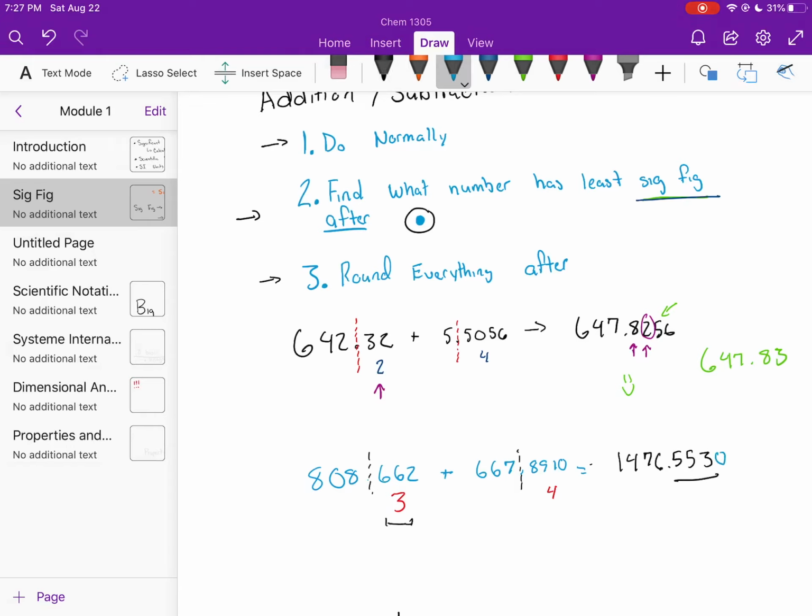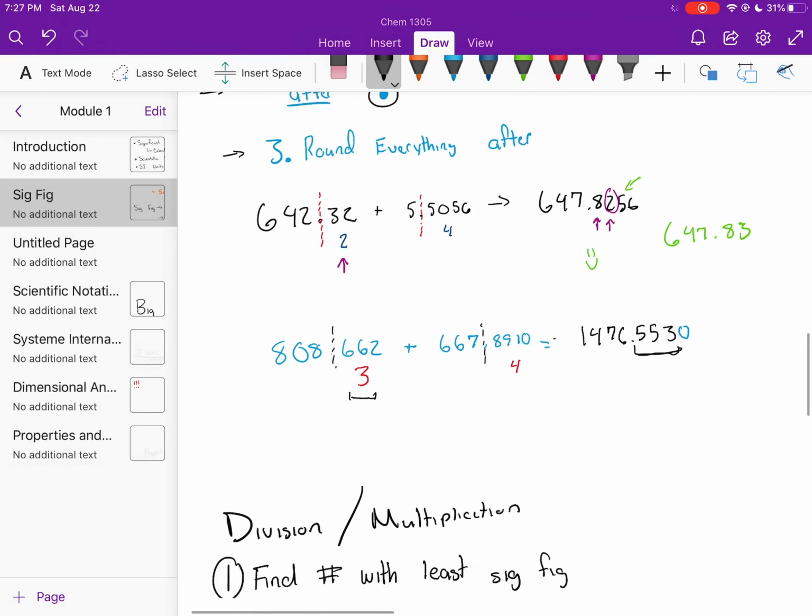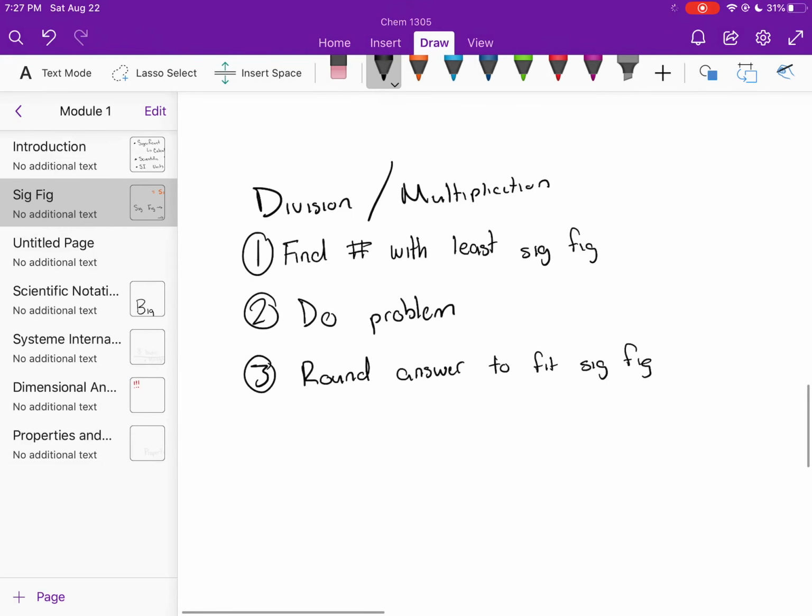elementary, we'd have that 0. But because we know that we're only going up to the 3rd significant figure, we drop that 0, and your calculator actually does that for you. So it drops that 0, leaving us with only 3 significant figures. Alright, pretty simple stuff. Division and multiplication.